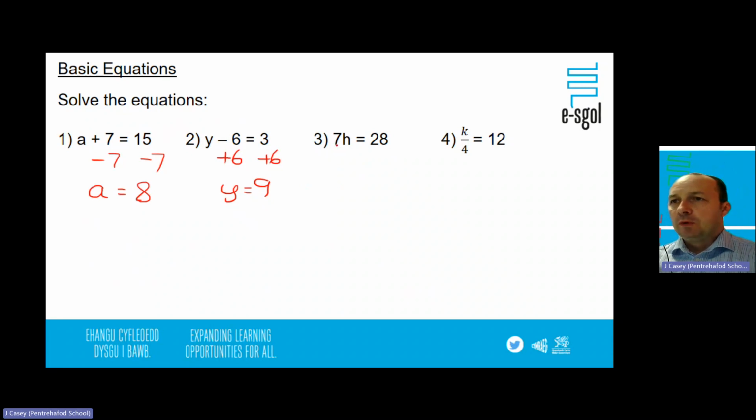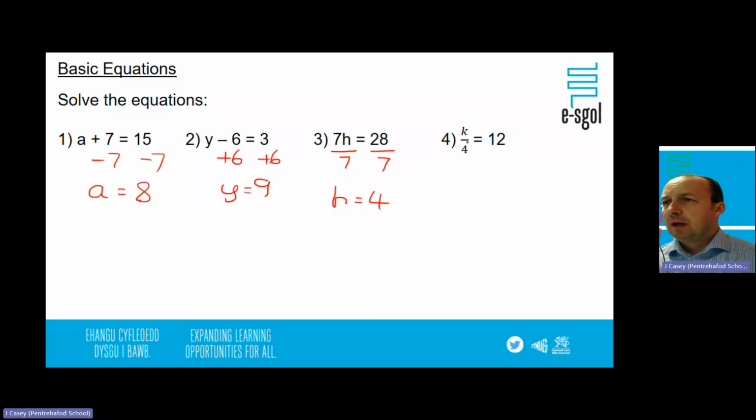The third one, we've got 7h equals 28, so 7 multiplied by h is 28. Now the opposite of multiply is divide, so I'm going to divide both sides by 7. So what I get is 7 divided by 7, which is 1. So I write 1h, but I'm not going to bother writing 1h. I'm just going to write h. And then 28 divided by 7 is 4. But again, what's important is whatever I do one side, I do the other.